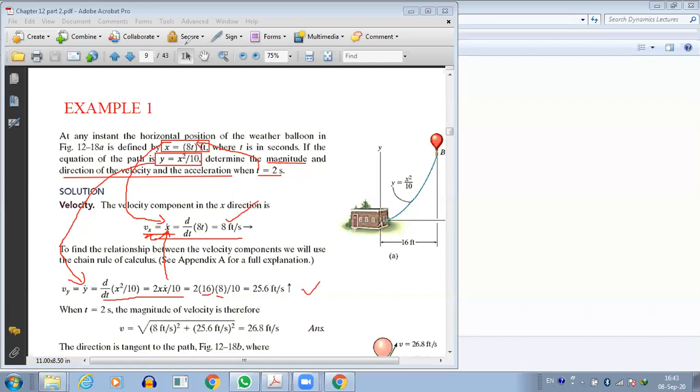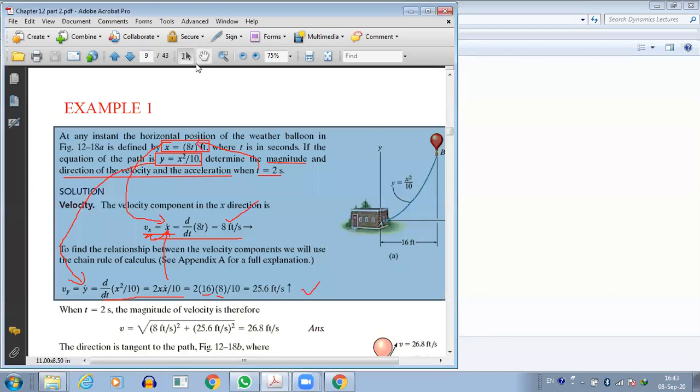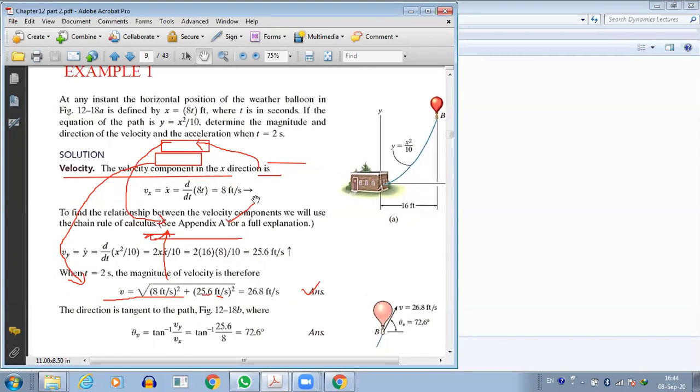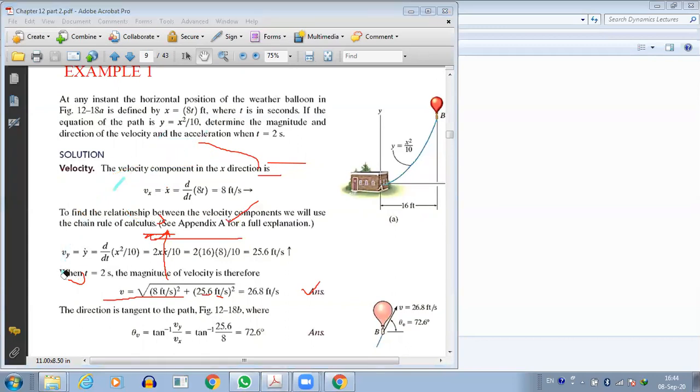And similarly, you can also get theta by tan inverse of vy by vx. So we determined the magnitude and direction for the velocity. We didn't do it for acceleration yet, but we determined it for velocity. Do you understand it or not? Is there anything in this solution which you did not understand? Please ask. Clear, good.